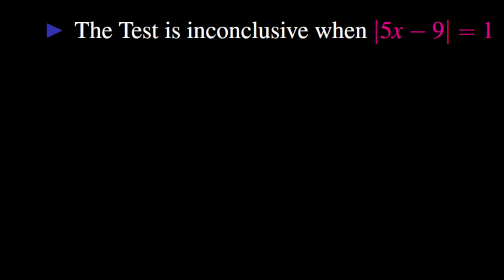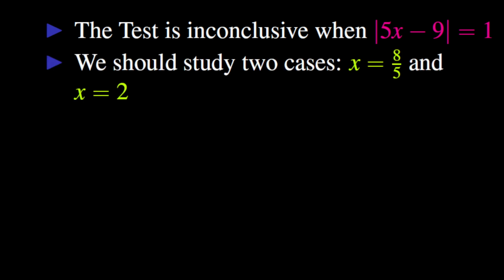Given that the ratio test is inconclusive when the absolute value of 5x minus 9 is equal to 1, this means that the series may converge or diverge at the endpoints of the interval of convergence. We will now study two cases, when x is equal to 8 over 5, and when x is equal to 2.